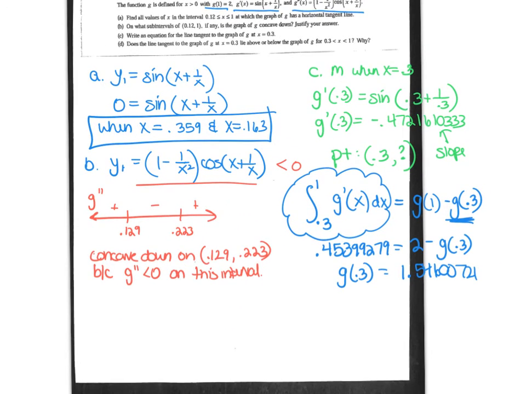So to find the equation of a line, we do y minus y1. And at this point, I will go ahead and round or truncate, equals our slope of negative 0.472 times x minus 0.3. So that's your point slope form. If we solve this for y, I'm just going to add the 1.546.